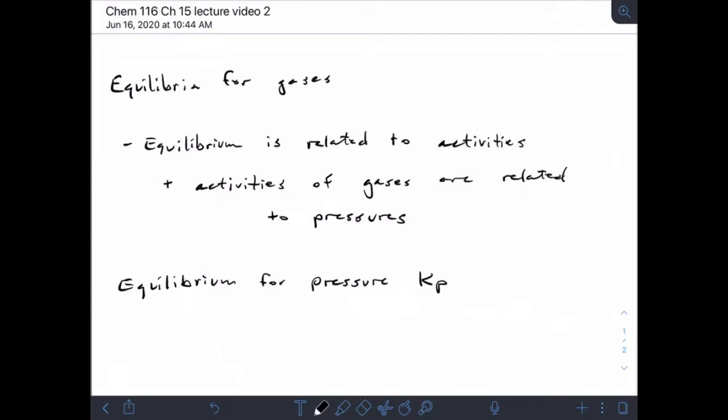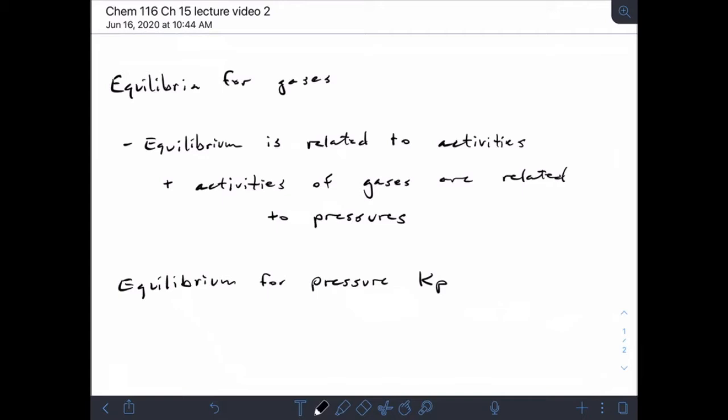Continuing on the lecture for chapter 15, talking about equilibriums, or equilibria, that is. In this video, we're going to focus on the equilibria for gases, and we'll get into talking a little bit at the end of this video about how to interpret the magnitude of the equilibrium constant. So the equilibria for gases can be a little different than that for solutions.